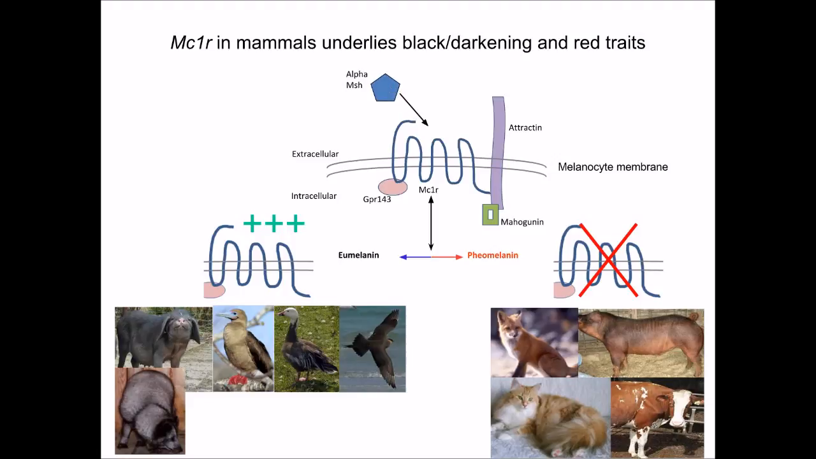It also interacts with alpha MSH and agouti on the exterior of the cell. When alpha MSH is hyperactivated and agouti is inactivated, you will again get black pigment. If alpha MSH is inactivated and agouti is hyperactivated, you will get red pigment.